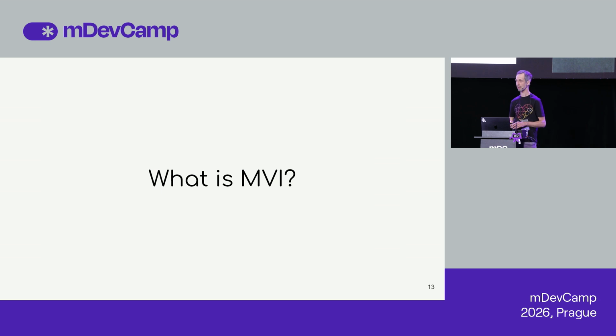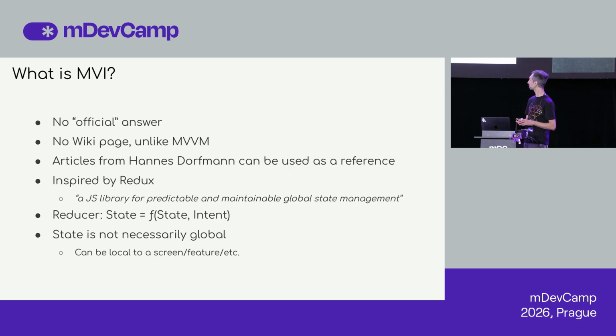So what is MVI and how can it help with reducing race conditions and state inconsistency? First of all, there is no official answer to what MVI is. There is no wiki page, let's say, unlike MVVM or MVP. But there are some decent and very good articles in the wild. One of them is a series of articles written a long time ago by Hannes Dorfman. They're still relevant, but they're old. They still use Java, but as a reference, it's very good. The link will be provided in the end, don't worry.